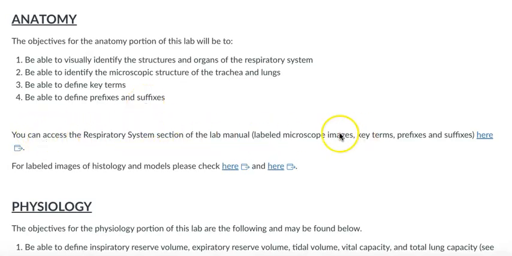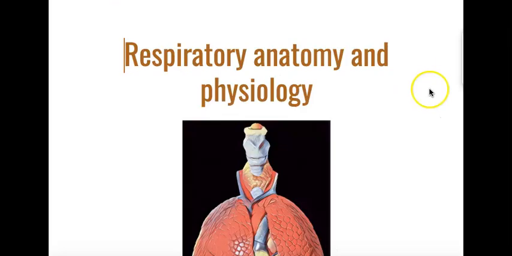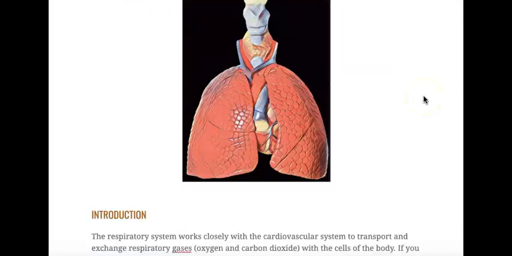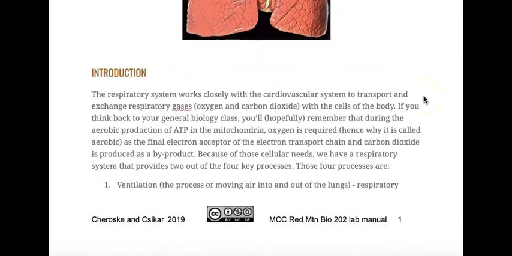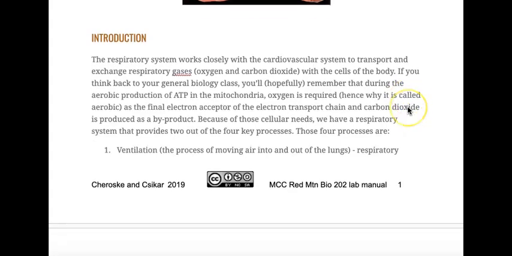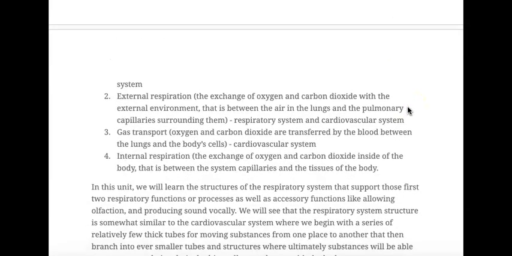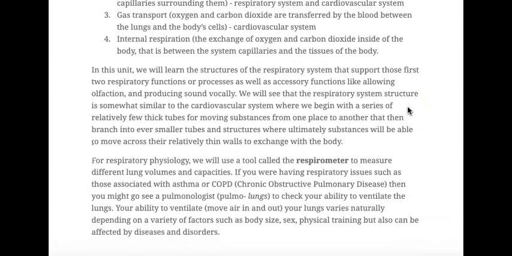This first link will take you to the microscopic images, key terms, prefix, and suffixes. There are two other links that will take you to images of the models. So let me click on this one first for you. And that will take you to your lab manual. And if you scroll down, there's an introductory paragraph giving you some explanation as well as definitions.